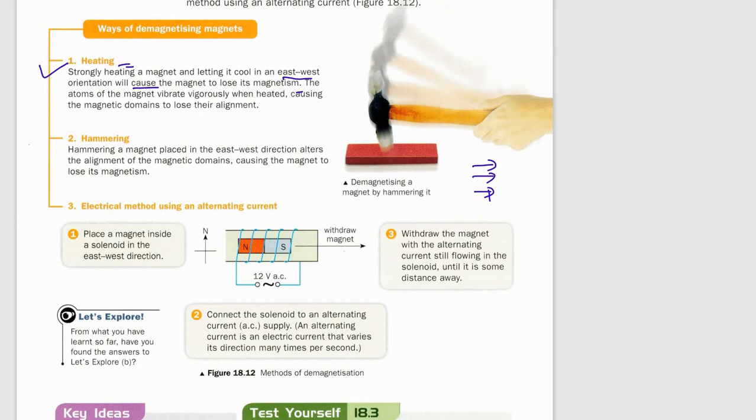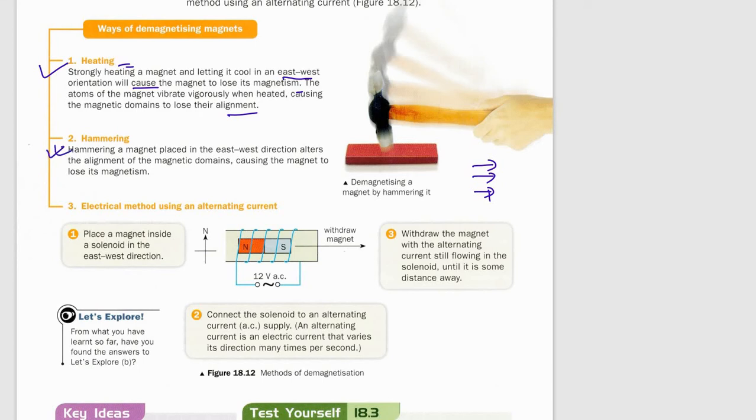This causes the magnetic domains to lose their alignment. So now you know what is happening in the heating. When we heat, the atoms vibrate a lot. So when the atomic magnets vibrate, obviously the magnetic domains will vibrate and they will become disaligned.